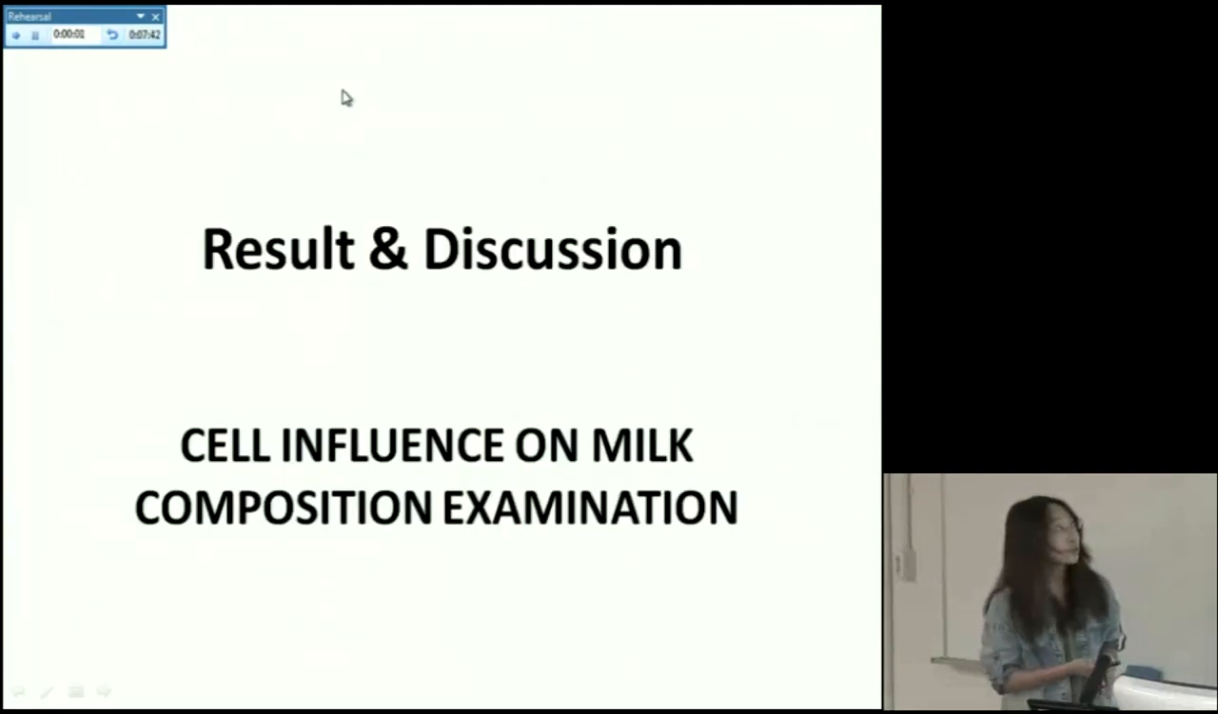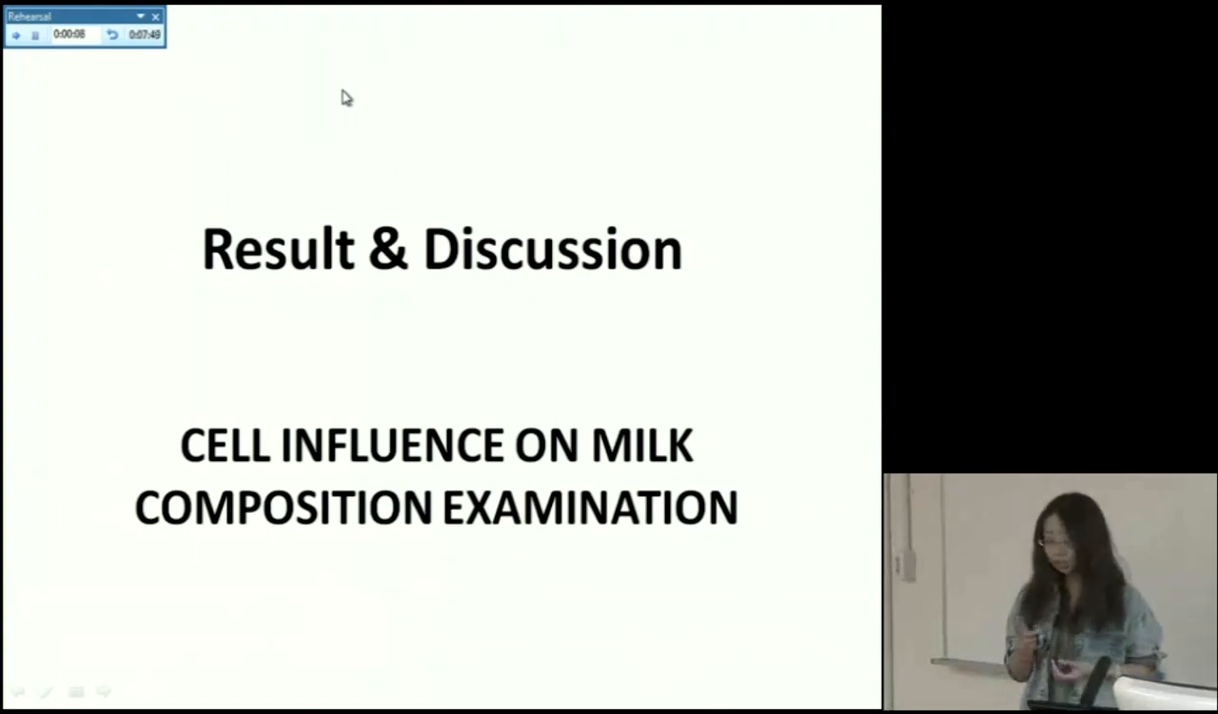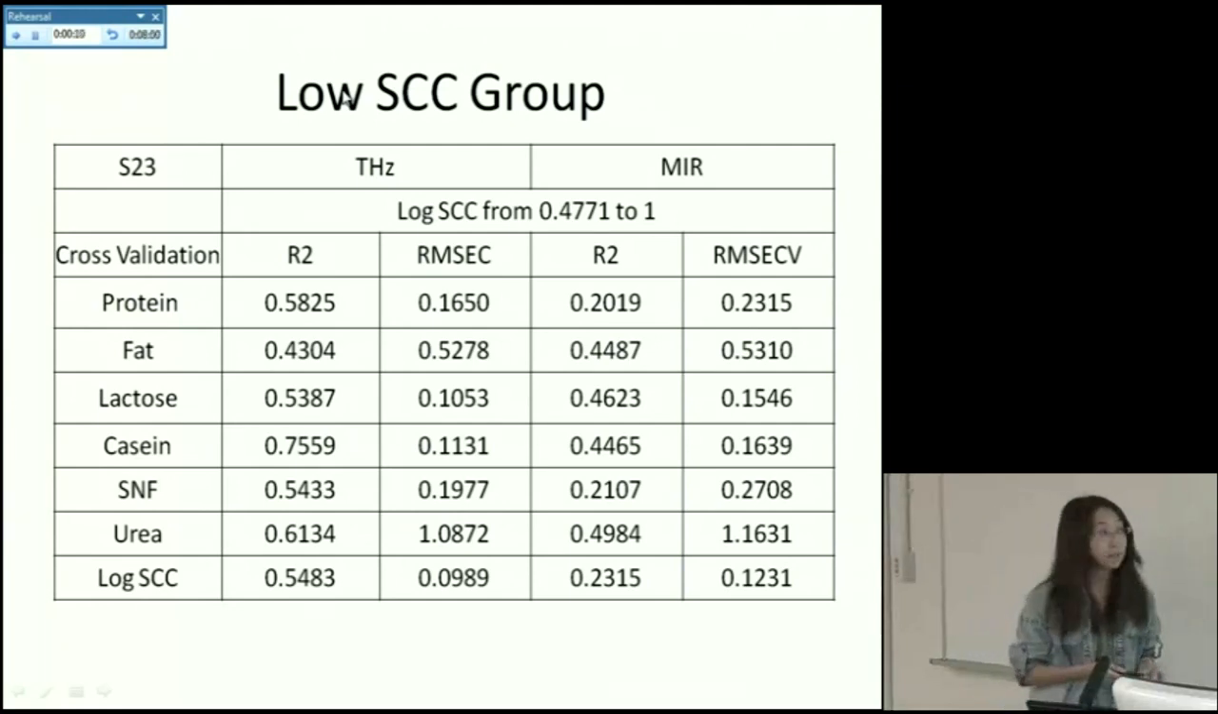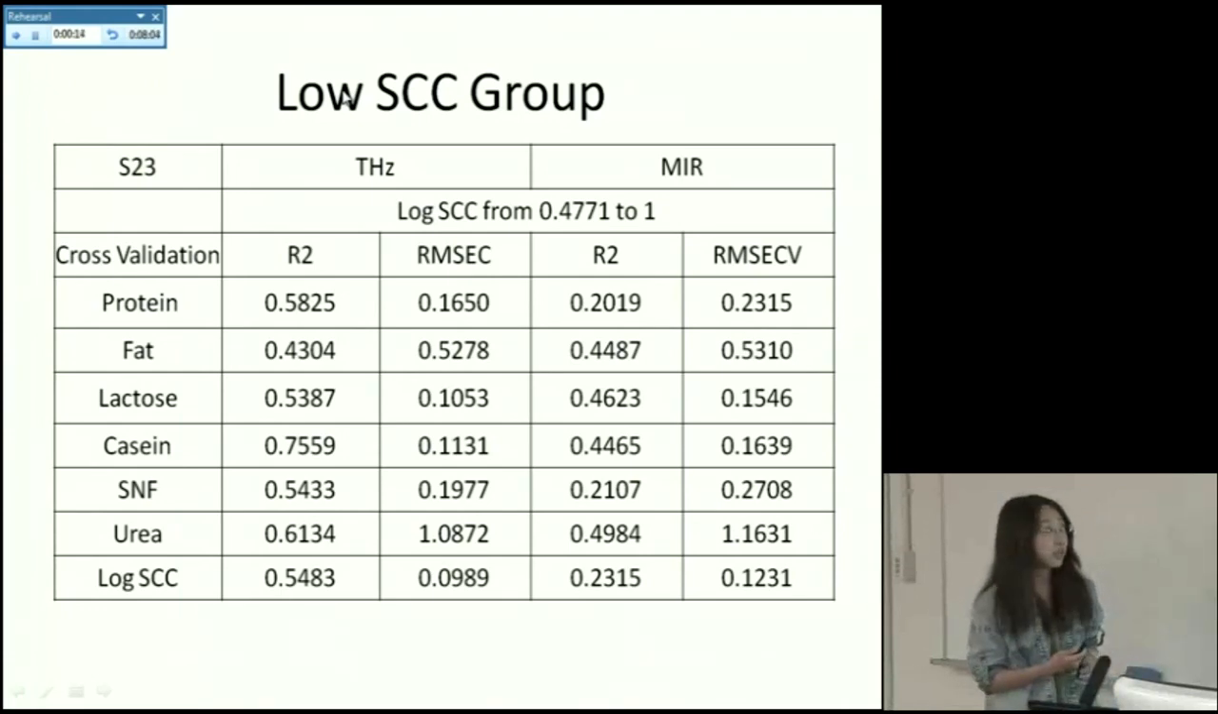Now I will show you the second result and discussion: cell influence on milk composition examination. The first one is the low ICC group. We can see the scale of log ICC is from 0.477 to 1. In this experiment, I'm using cross-validation to process the data. This is all the original data without a pre-processing method.